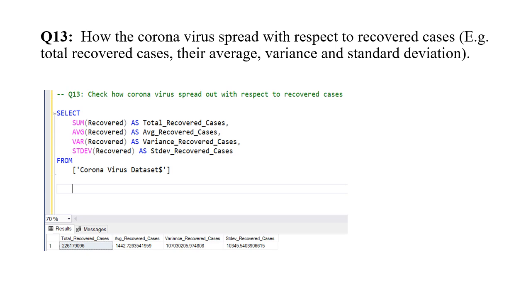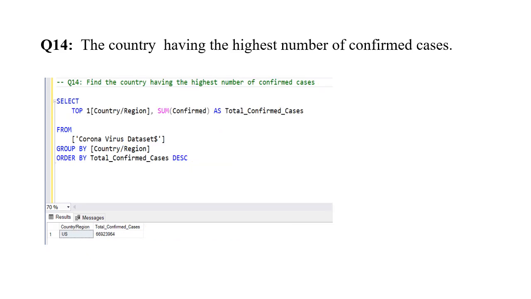Then question 13, how the coronavirus spread with respect to the recovered cases. That's considering the statistics of the total recovered cases, their average, variance, and standard deviation. Here it is. And the country having the highest number of confirmed cases: we have the USA. They have the highest number of confirmed cases, which is 66,923,964.